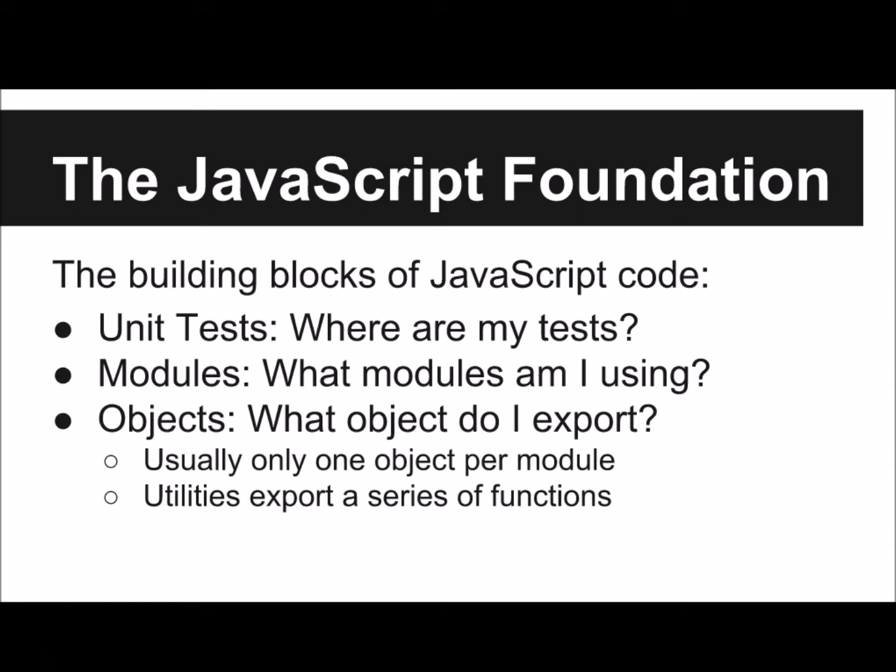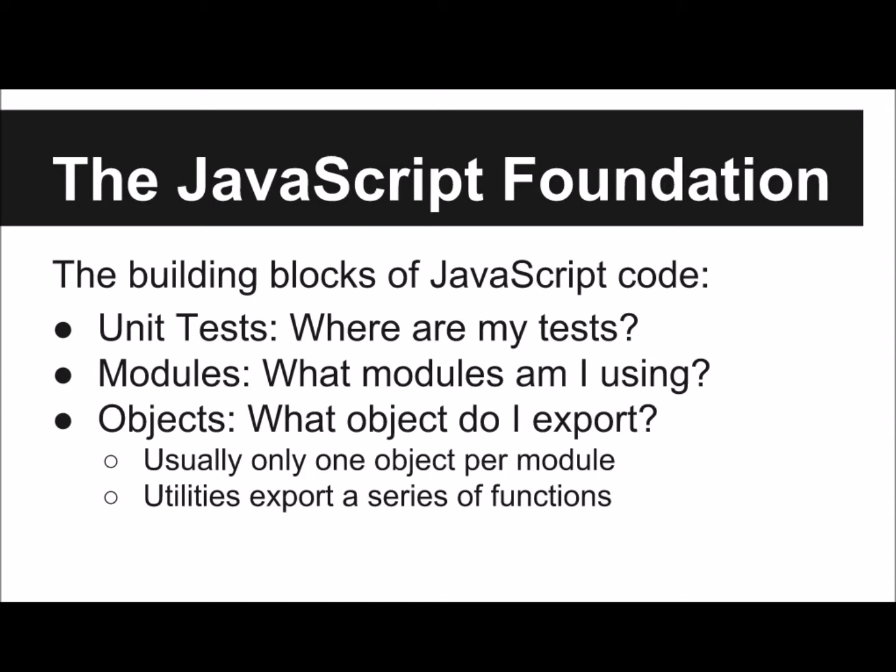So one of the basic foundations of this particular course is that the building blocks of good JavaScript code are unit tests, modules, and objects. So when you sit down to write any code, your first question should be, where are my tests and what are my tests? Your second one should be, what modules am I using? And the third one should be, what objects do I export from those modules? And we usually only export one object per module, okay?